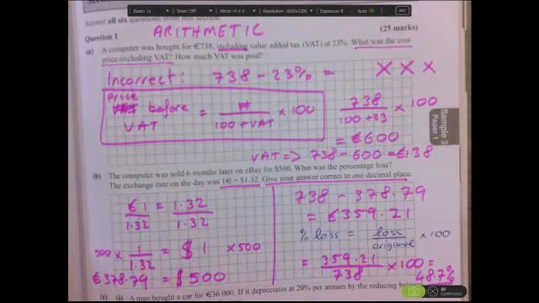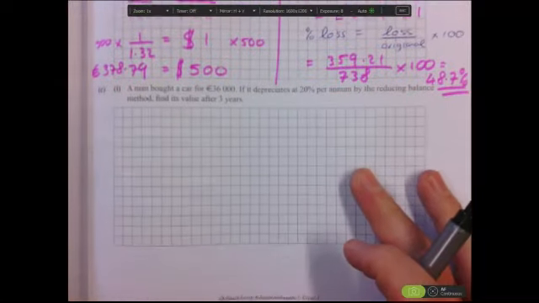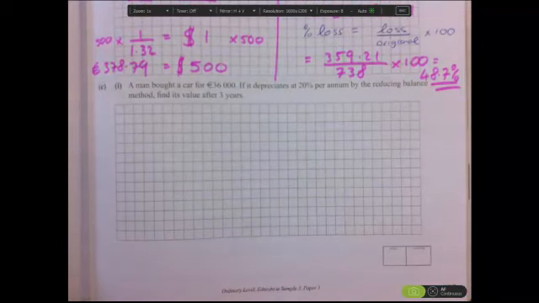Okay, so moving on down to the C part of the question. It says that a man bought a car for €36,000. If it depreciates, or in other words, it loses value at 20% per annum by the reducing balance method, find its value after 3 years.